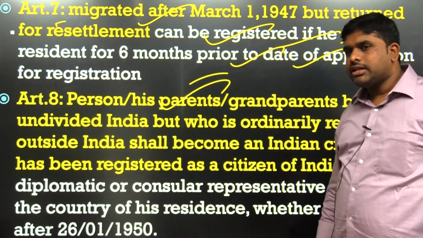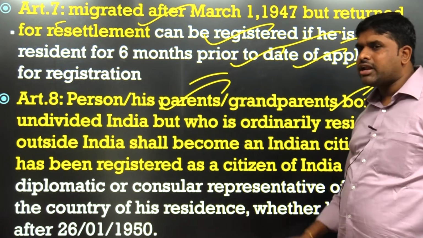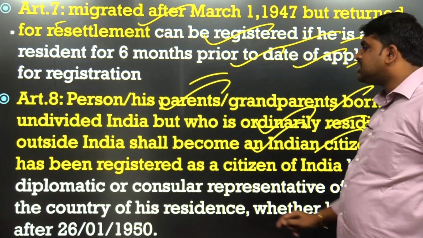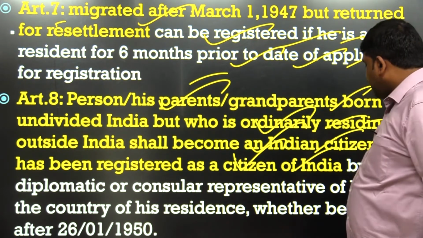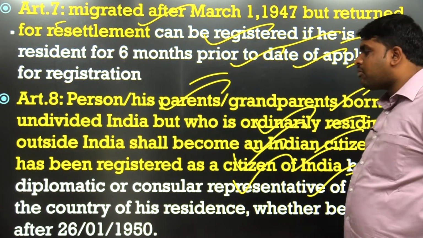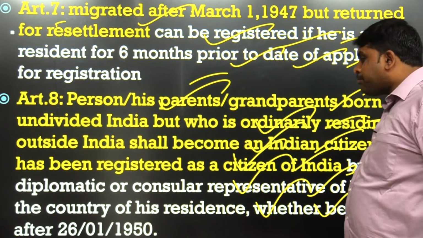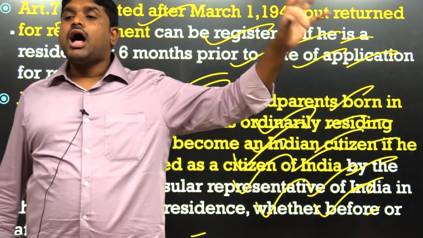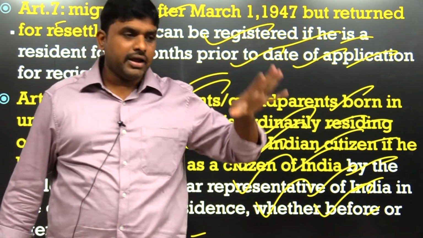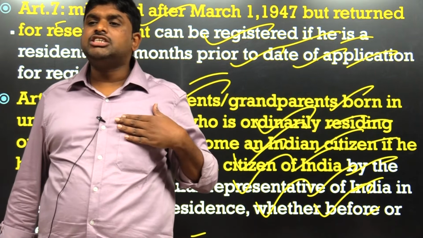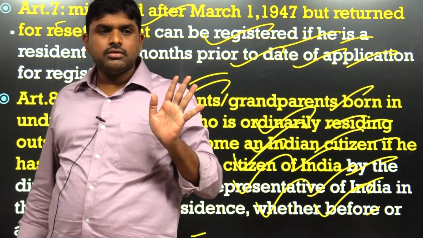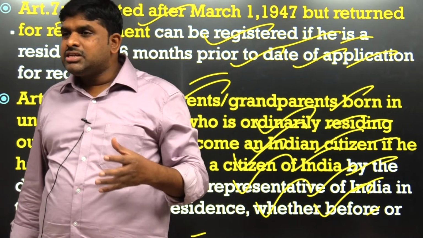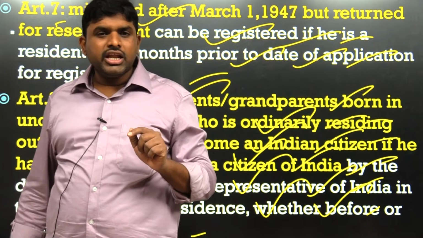persons whose parents or grandparents were born in undivided India but who are ordinarily residing outside India shall become Indian citizens if they have been registered as citizens of India by the diplomatic or consular representative of India in the country of their residence, whether before or after. Simple. My parents and my grandparents are from undivided India, but I am living in Saudi Arabia. But I am willing to get the citizenship of India. Simple, I will go to the consular or diplomatic office, or the Indian embassy which is located in Saudi Arabia, and I will apply.